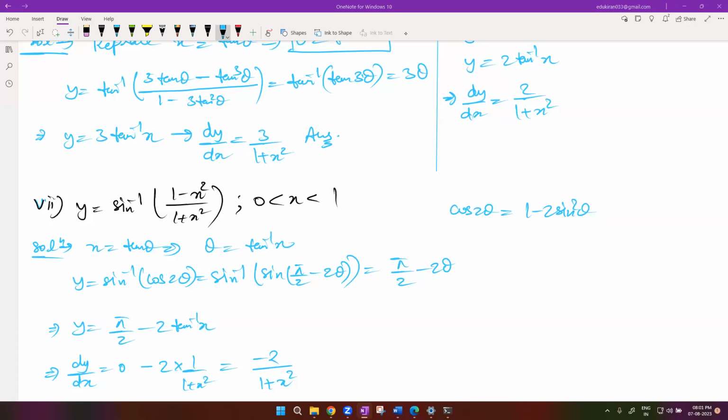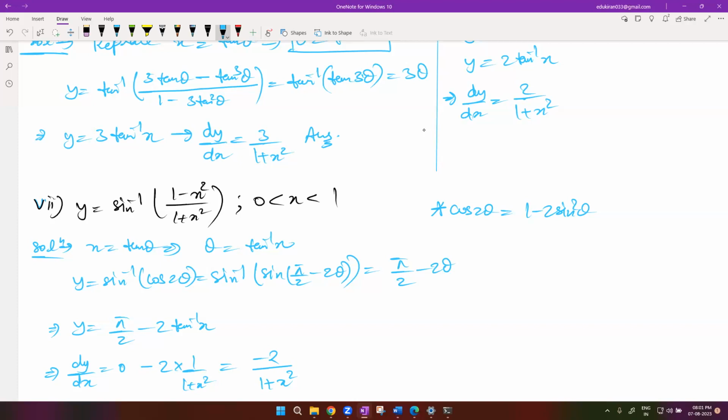Which square, Austin? I did not understand the question, please. Yeah, cos 2 theta is equal to 1 minus 2 sine square theta, right? But that's not what I'm saying. We have not converted cos 2 theta into 1 minus 2 sine square theta. I was just telling you that we do have many formulae for cos 2 theta, but those formulae will not be valid because they won't be able to reduce sine inverse. That is why we are not using them.